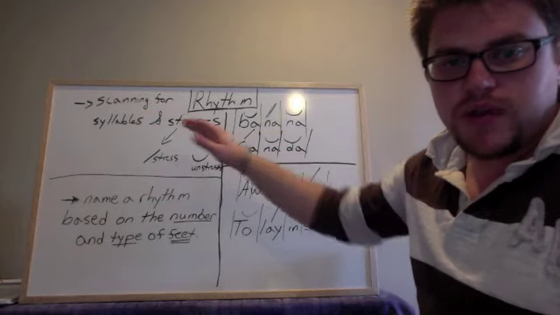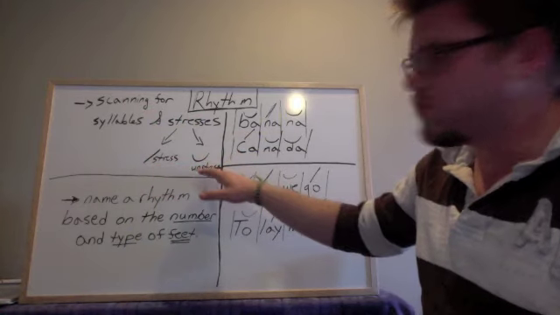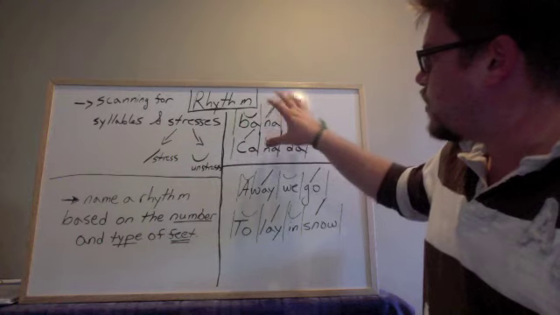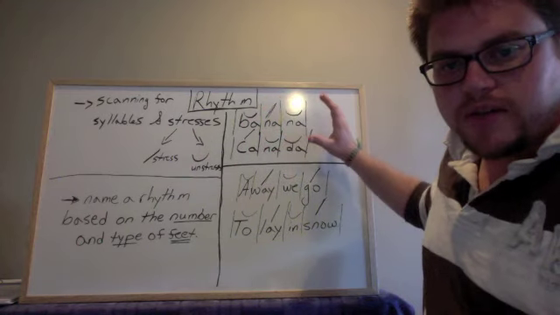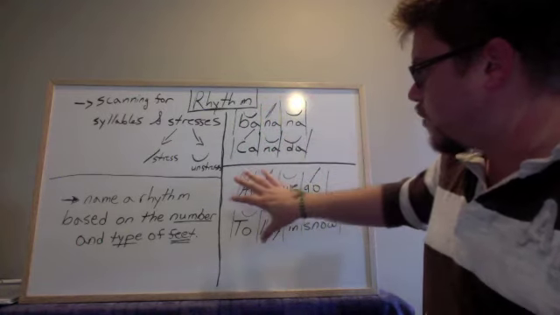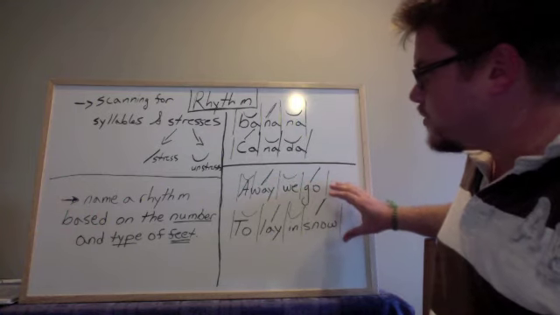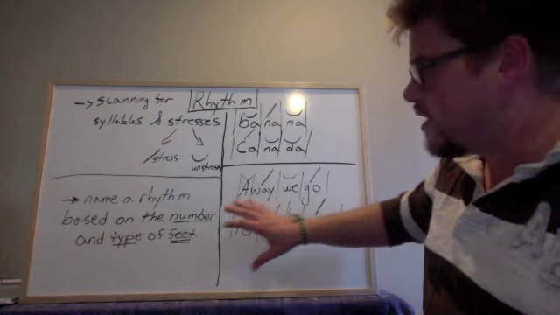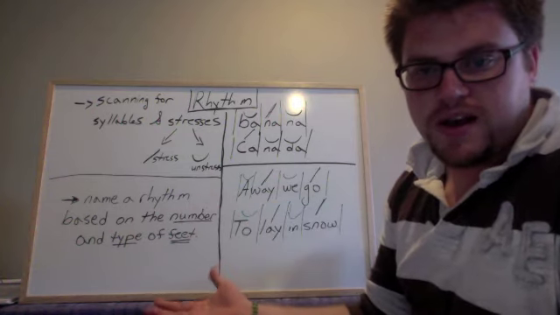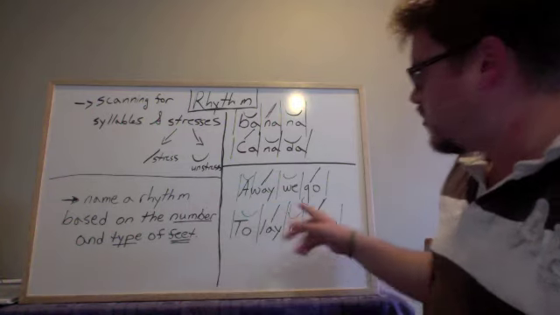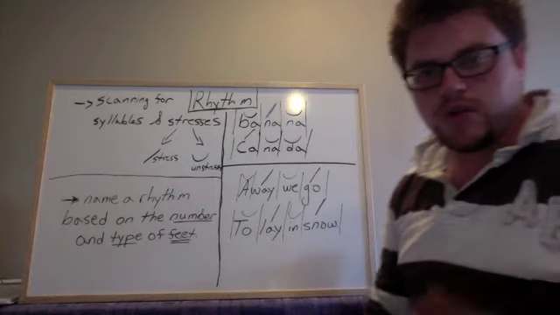Finally, we've scanned. We have our syllables. We have our stresses. We know which symbols to use when. We understand that words have stressed and unstressed syllables, and we're able to put our scanning into a poem. If you're able to do that, then all you have to do is memorize a few names of different rhythms, and you'd be able to name this.